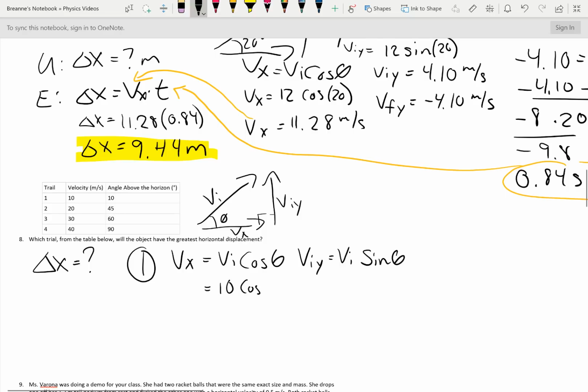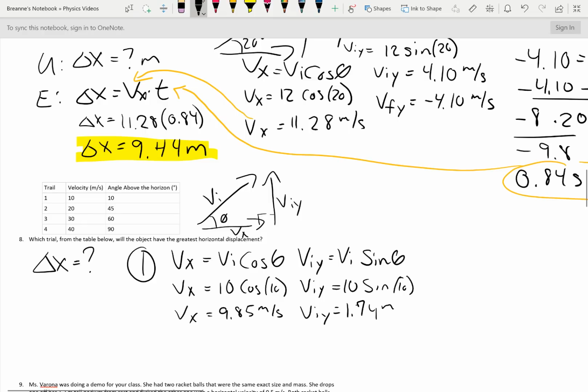This is 10 cosine of 10, 10 sine of 10. So 10 cosine of 10 just gets you 9.85 meters per second. 10 sine of 10 gets you 1.74 meters per second.